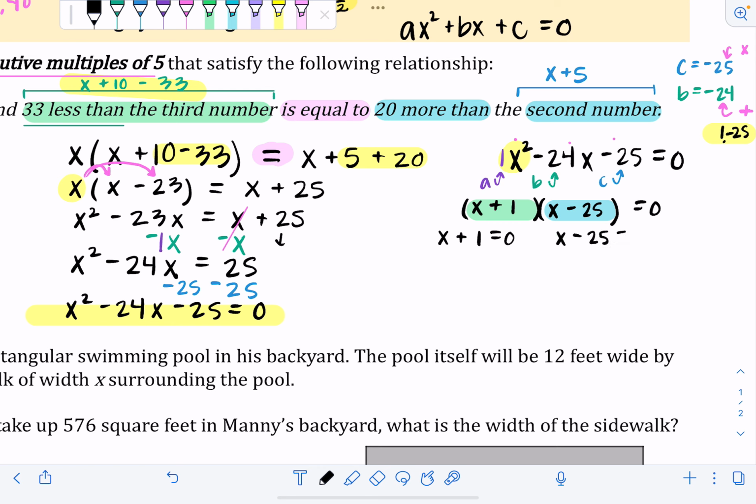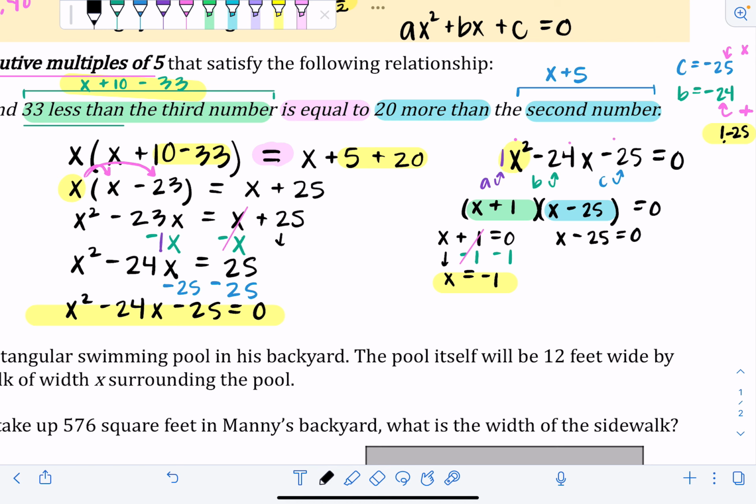Now we solve each equation separately for x. I'll start with this one. X plus 1 equals 0. I have a 1 that's being added to x, so to cancel that out, I would have to subtract 1 from both sides. Bring down my x, 1 minus 1 cancels out. Bring down the equal sign, and then 0 minus 1 is negative 1. So that's one solution, x equals negative 1.